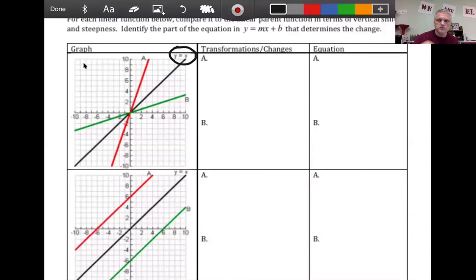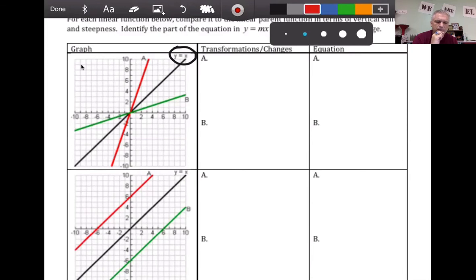Let's scoot down the page just a little bit. For this little section here, if you look at your graph, the graph has 3 lines plotted here. The line in the middle, the one that's colored black, that's your parent graph, y equals x. And then they have line A in red, and then they have line B in green. Let's look at the changes that would occur if we start with the parent function, the black line, and we go to the red line, A.